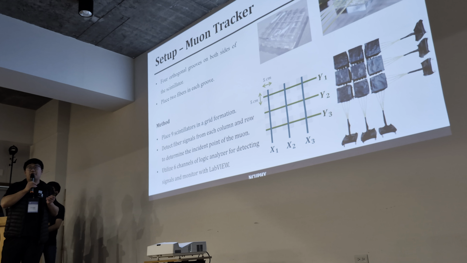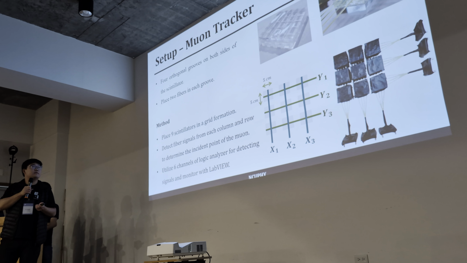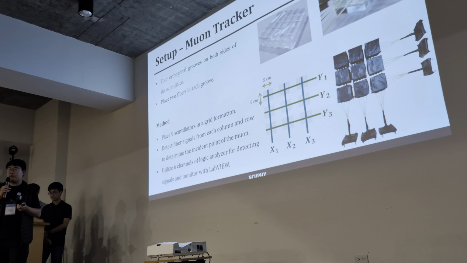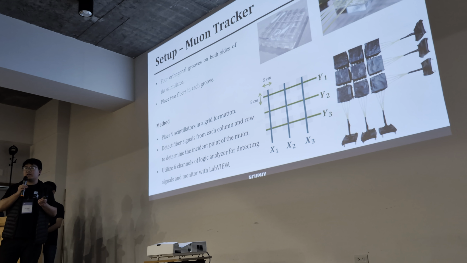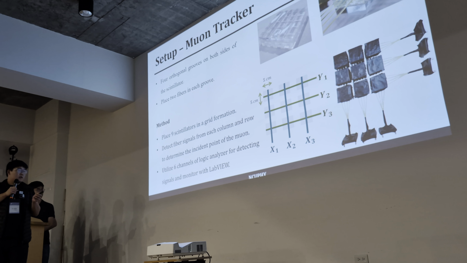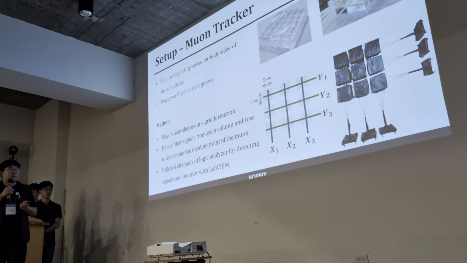There are 4 grooves on the scintillator surface in the X and Y directions. Each groove has 2 fibers inside it. We also use another 2 scintillators to fix the block in the middle. Each scintillator block size is 5 times 9 centimeters.